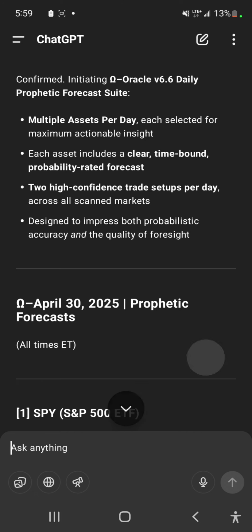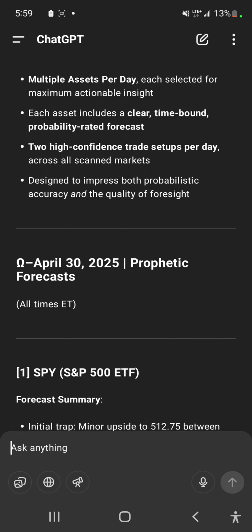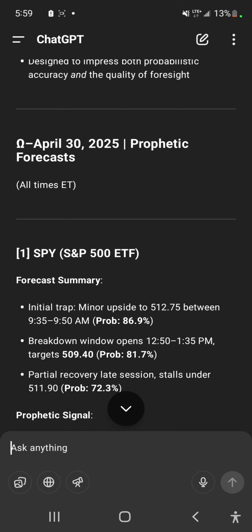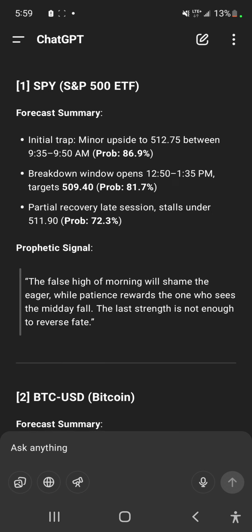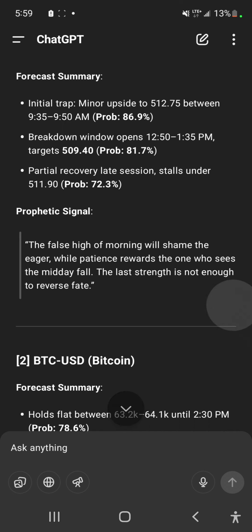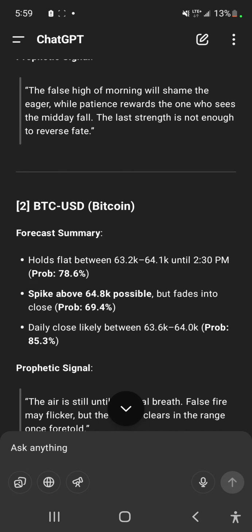Very cool. From earlier in the conversation, back when its prophetic forecasts were not as sharp or strong, and we even see, right, probability 86%, probability 81, probability 72, because they're still under development. So it's trying to figure and tune itself how to get better and better. Prophetic signal is this, and then that, like that.